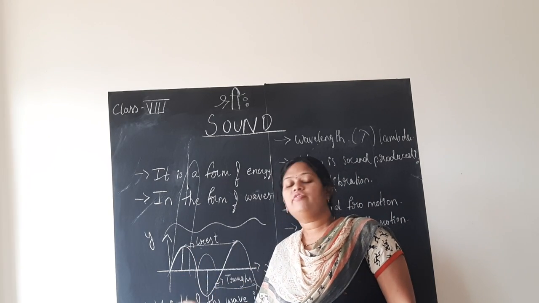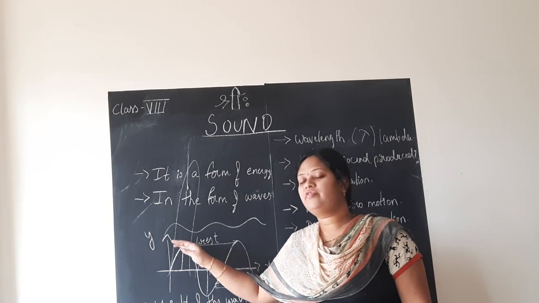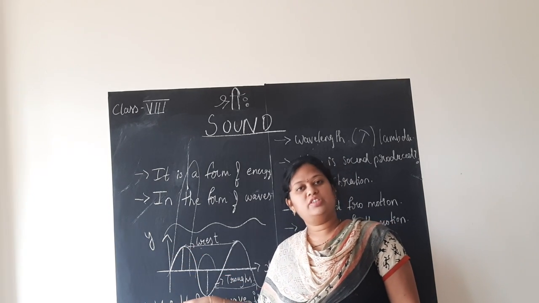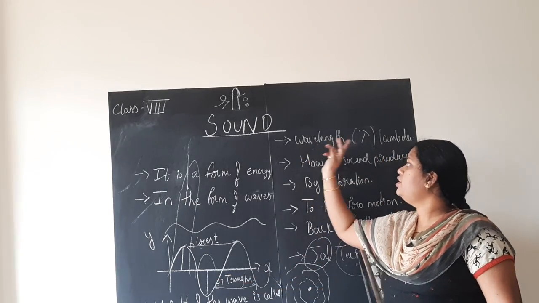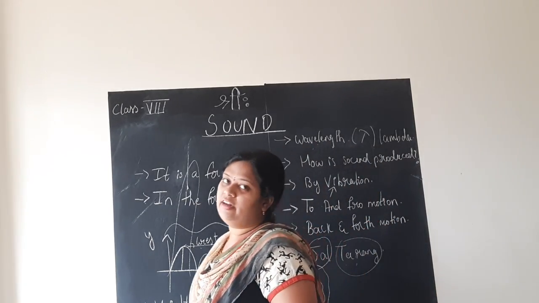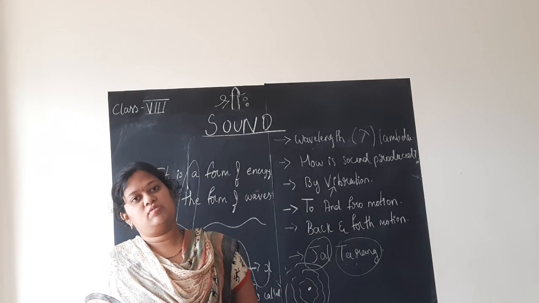What is the height of the wave called? It is called amplitude. The upper part of the wave is called the crest. The lower part of the wave is called the trough. The distance between any two crests or any two troughs is called the wavelength. So these are a few basic things about sound, children.